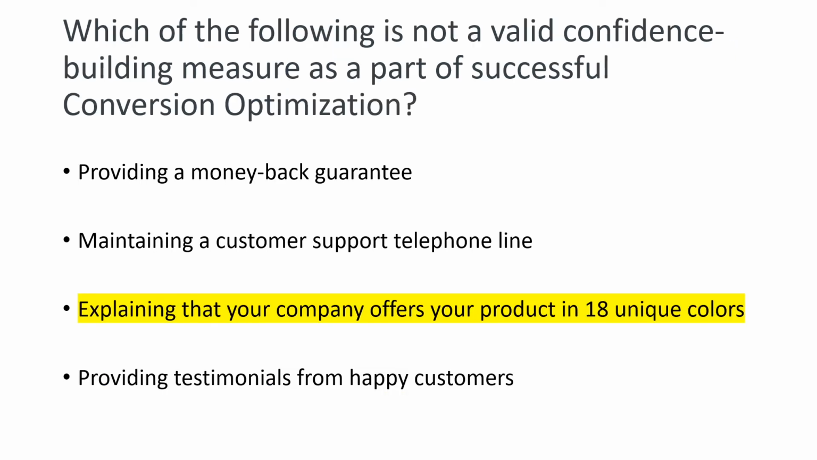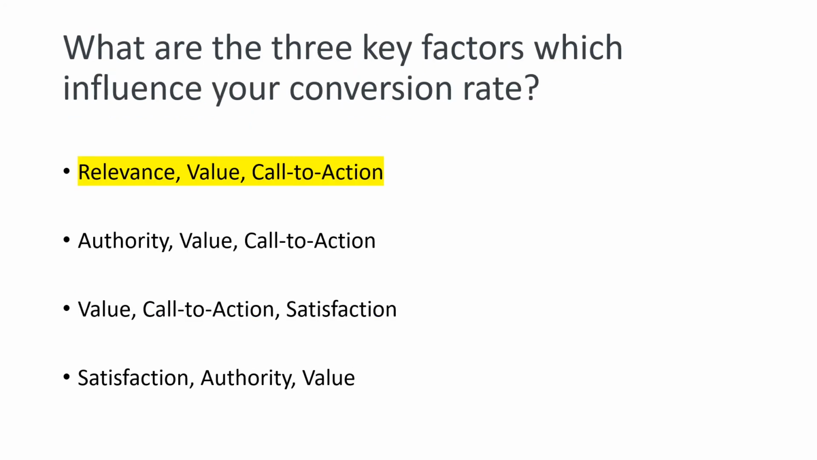268. Which of the following is not a valid confidence-building measure as a part of successful conversion optimization? Explaining that your company offers your product in 18 unique colors. 269. What are the 3 key factors which influence your conversion rate? Relevance, value, call to action.